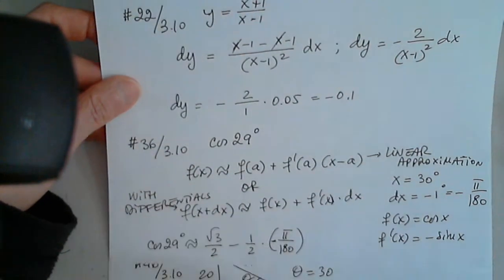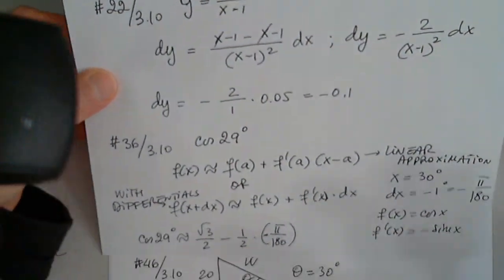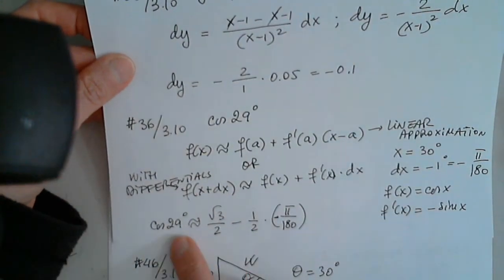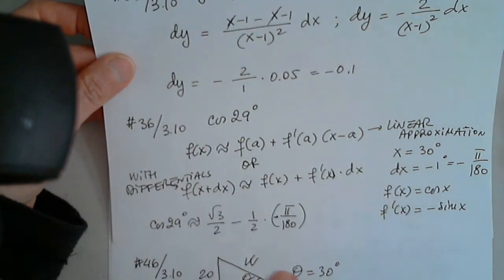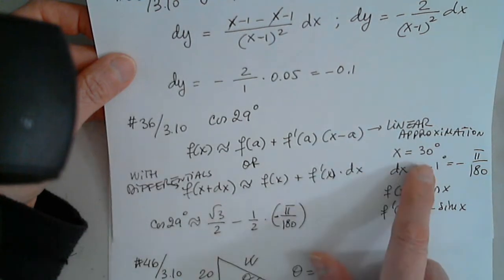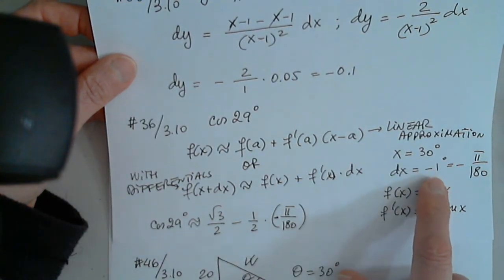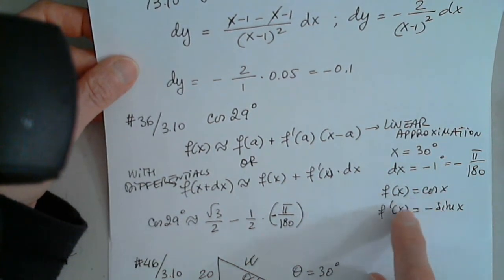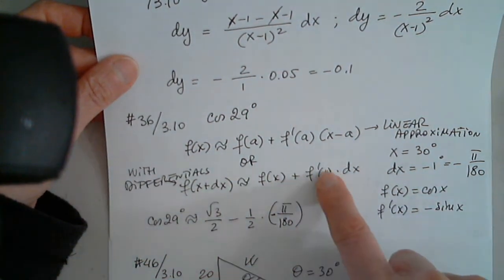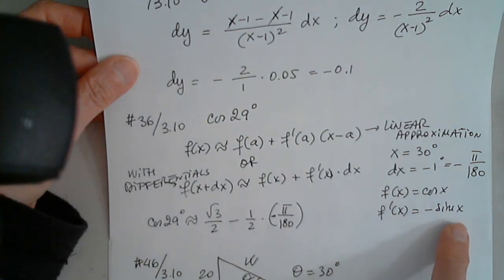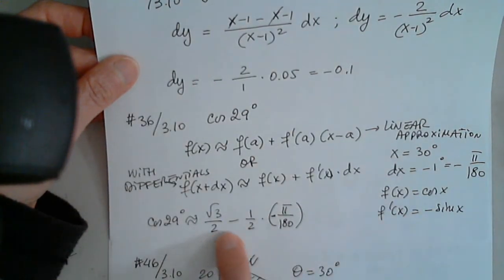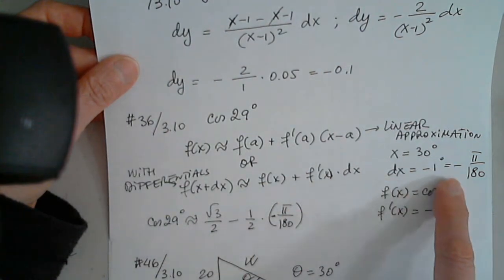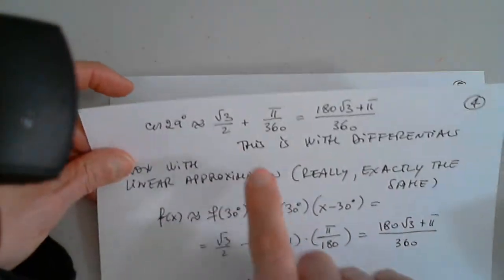No matter which one you use, you get the same thing, and it's basically the same idea. So cosine 29 will be f of x, where x is 30. dx is -1 degree, but it has to be changed into radians. f of x is cosine, f prime is negative sine x. So negative sine x of 30 degrees is -1/2. Cosine x here is the square root of 3 over 2. And dx is -pi/180.